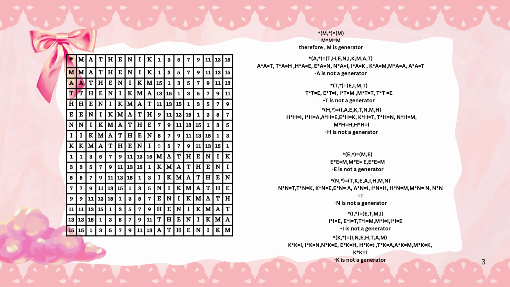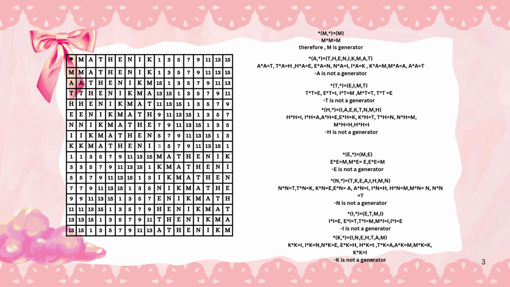Now let's proceed to I. The subgroup or the elements under the generator are E, T, M, I. Now let's see if it is a generator. I operates I is E, then E operates I is equal to T, then T operates I is equal to M, then M operates I is equal to E, then I operates I is equal to E. Therefore, I is not a generator because it does not generate the entire set of elements.